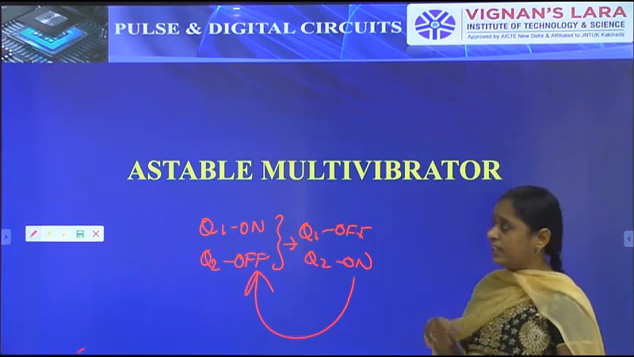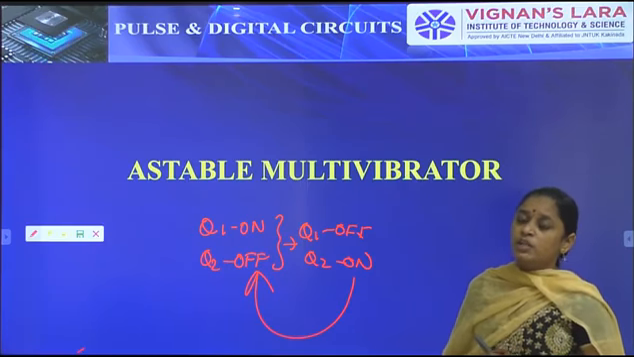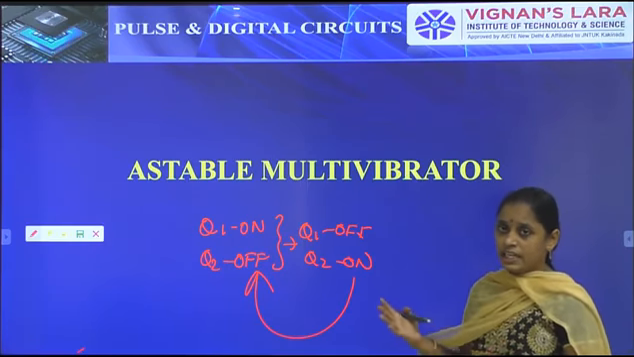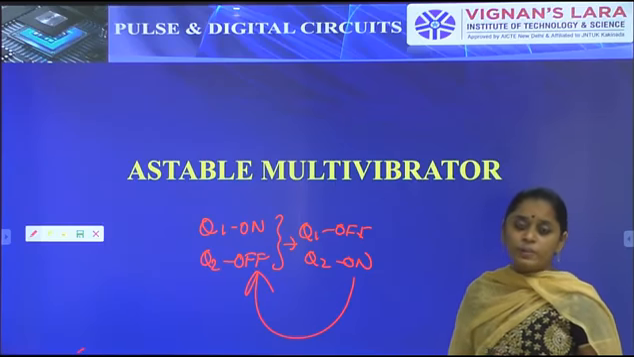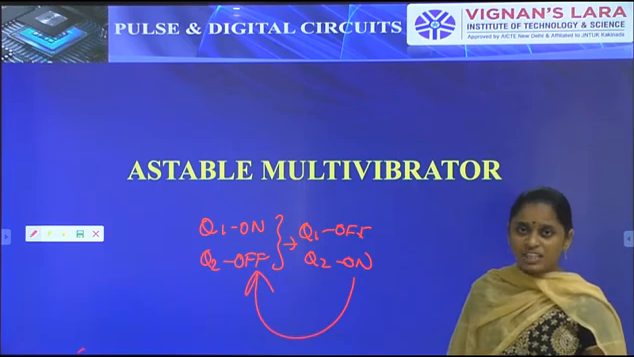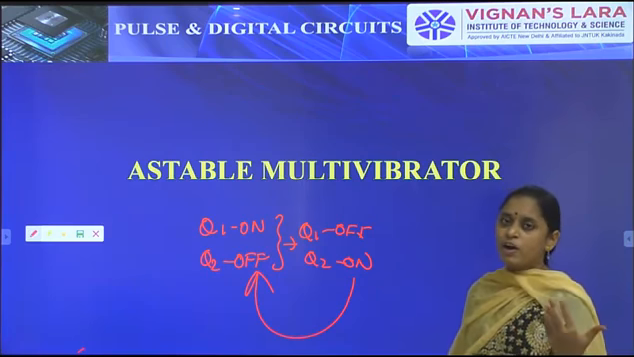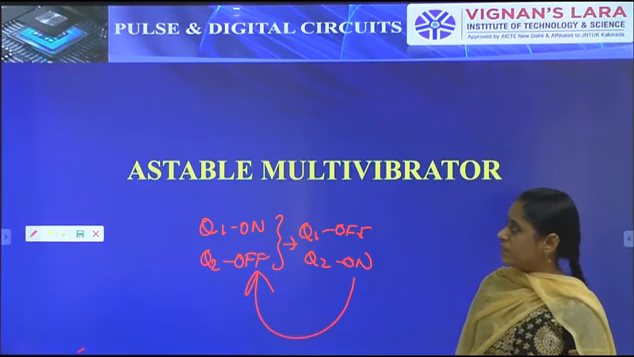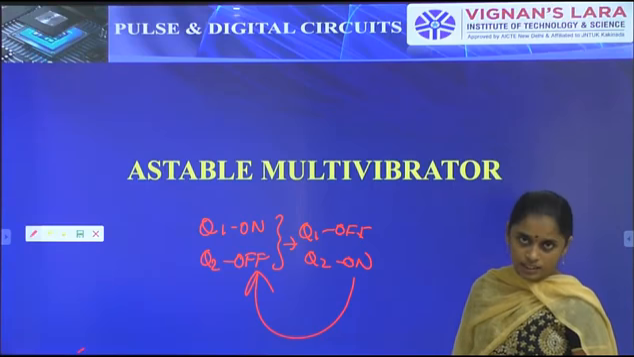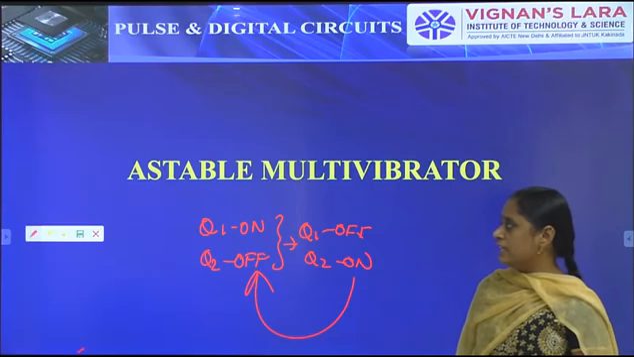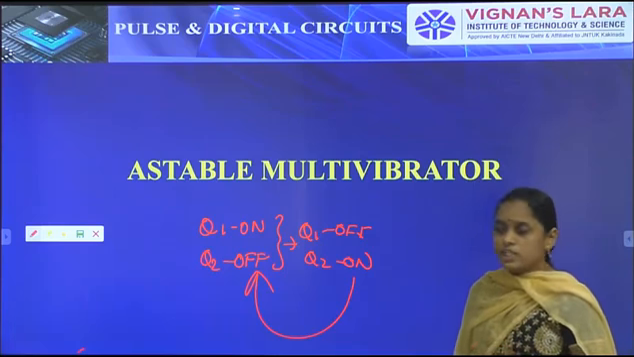So without triggering it moves from one state to another state. We have to take the output at the collector of transistor Q1 or the collector of transistor Q2. The output will obviously be a square wave pulse, a transition between VCC and VCE sat. So obviously the output will be a square wave pulse. That's why the astable multivibrator is also known as a square wave generator.